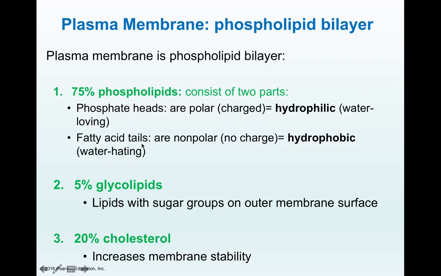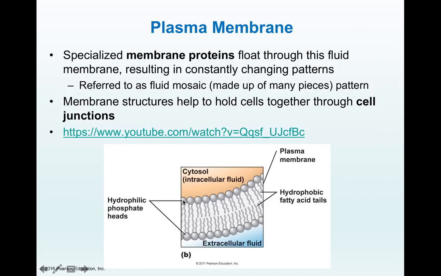The fatty acid tails are the lipid part of your phospholipid. These are non-polar, which means there is no charge, and as the word lipid implies, they do not like to interact with water, so they are considered to be water-hating or hydrophobic, as in they have a phobia, they're afraid of water. So if you take a look at the membrane, the circles that you see in this picture are representing your phosphate heads on either side of the bilayer, and the lines coming off of them would be representing the fatty acids with hydrophobic characteristics.